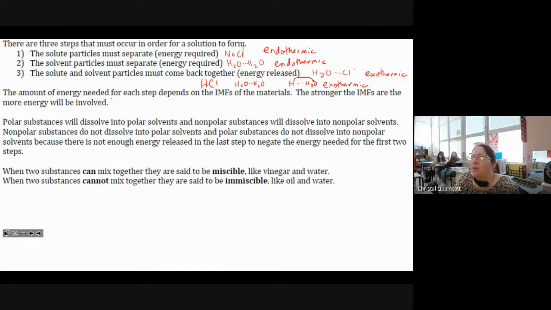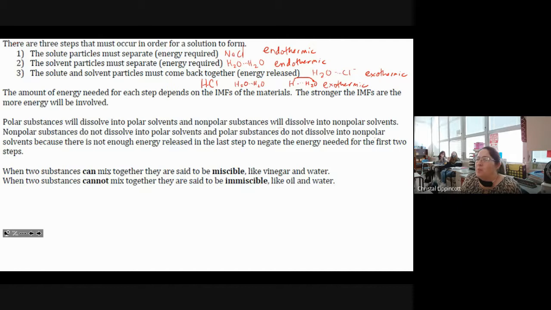Again, the energy needed for each step depends on the IMFs of the materials. The stronger the IMFs, the more energy is involved. Polar substances will dissolve into polar solvents, and nonpolar will dissolve in nonpolar. Nonpolar substances don't dissolve in polar, and polar substances don't dissolve in nonpolar, because there's not enough energy released in the last step to make up for the energy needed for these steps. They can't pull the different things apart, so they're not able to get to this step.